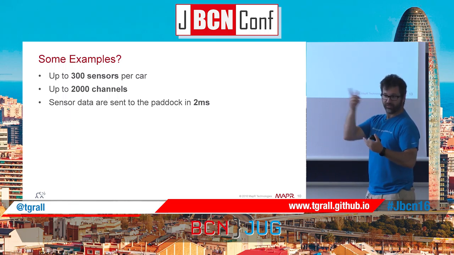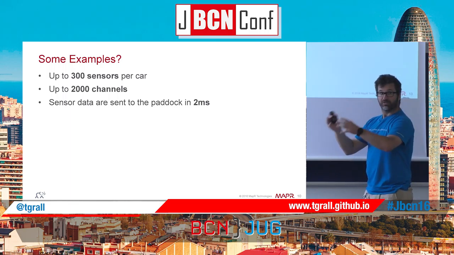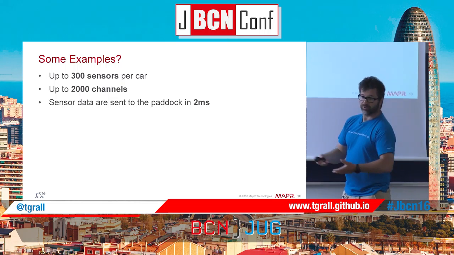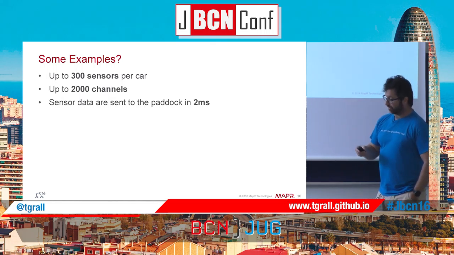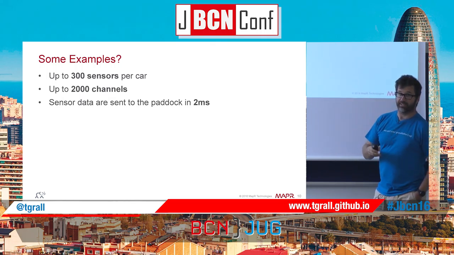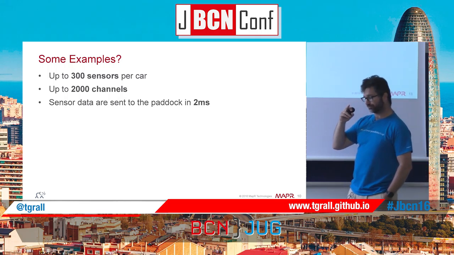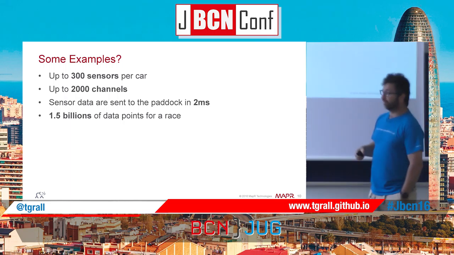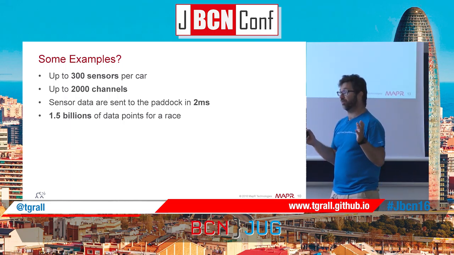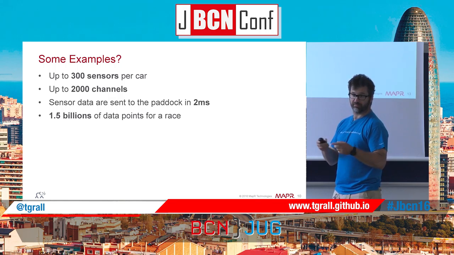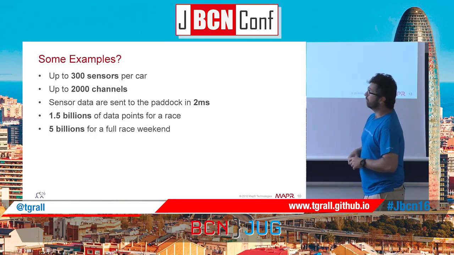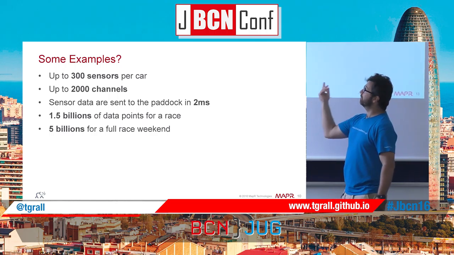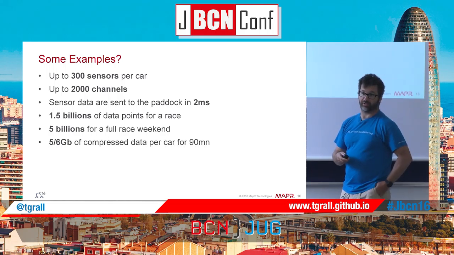That way the engineers can talk to the driver and say, change the way you drive, because you are burning too much tires or too much fuel. Most of the time, it's 2 milliseconds or less from the track to the paddock. You have more than 1.5 billion data points sent during the 2-3 hours of a race. Over a weekend, with the tests on Friday and Saturday and the race, you have 5 billion entries to capture.